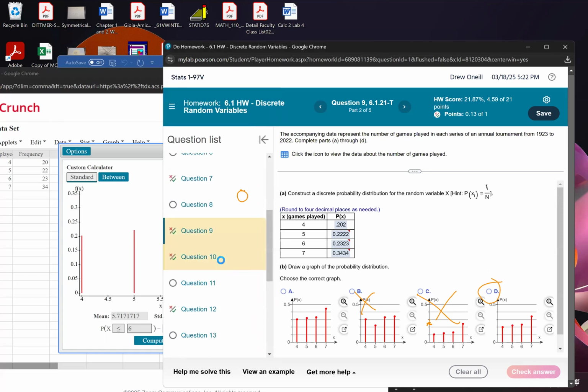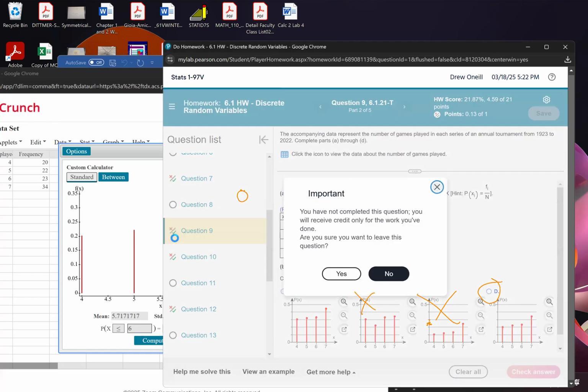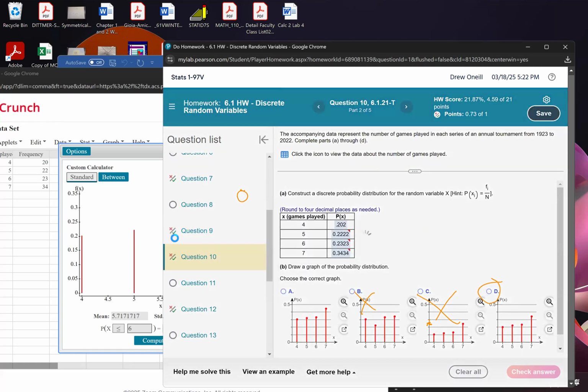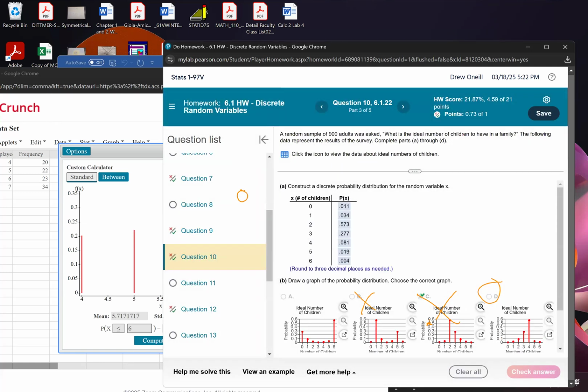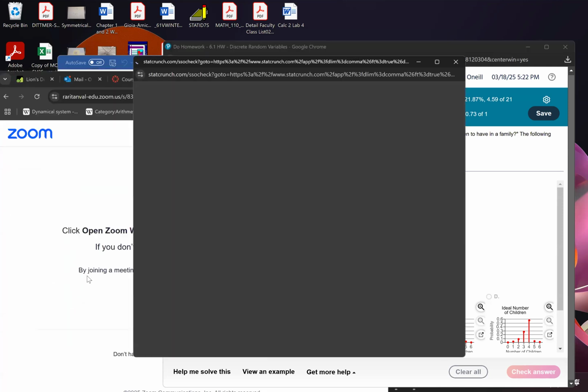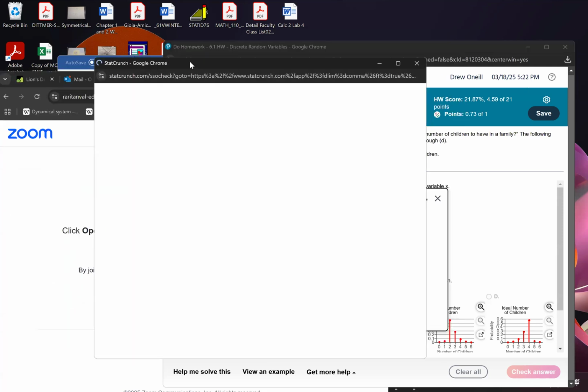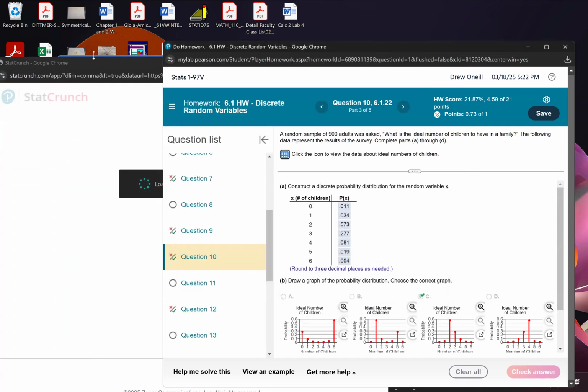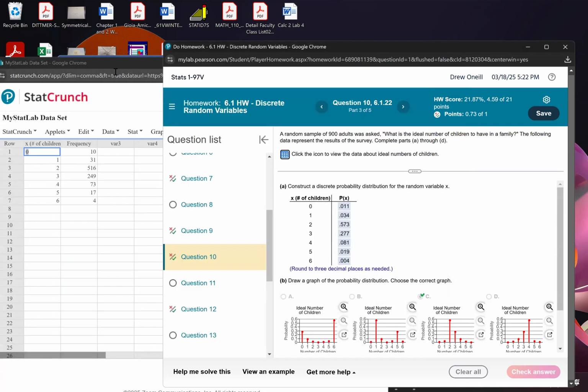Going on, question 10. Same thing, right? As long as I have some data that I can use in StatCrunch, which I have here, what I can do now, this is a little more annoying, so bear with me here. I gotta open this up to get the relative frequencies.